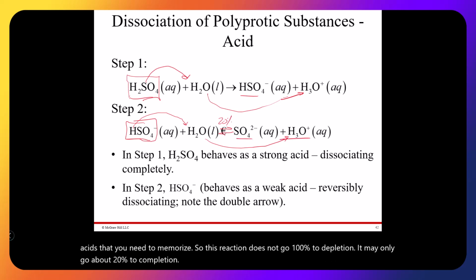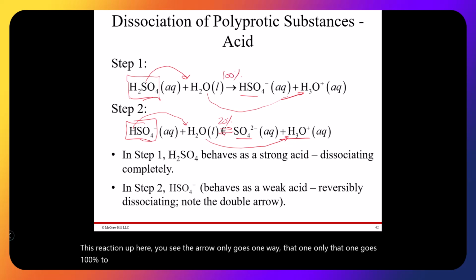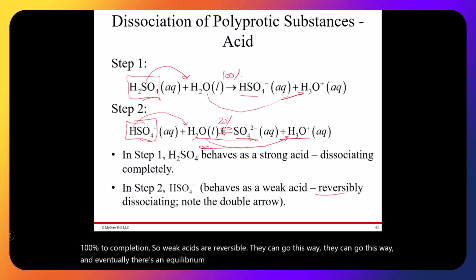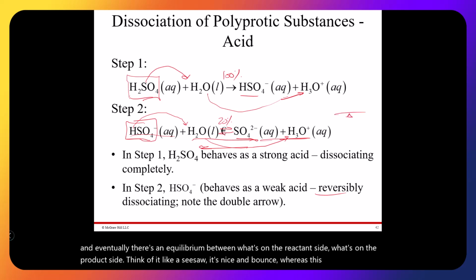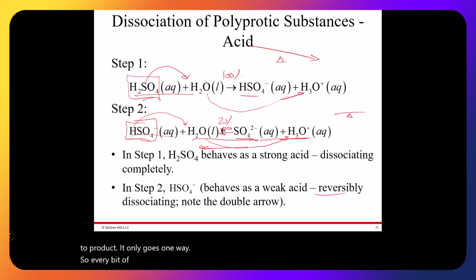This reaction up here, you see the arrow only goes one way. That one goes 100% to completion. So weak acids are reversible. They can go this way, they can go this way, and eventually there's an equilibrium between what's on the reactant side and what's on the product side. Think of it like a seesaw. It's nice and balanced. Whereas this one, 100% of it goes to product. It only goes one way. So every bit of this is going to be converted to that.